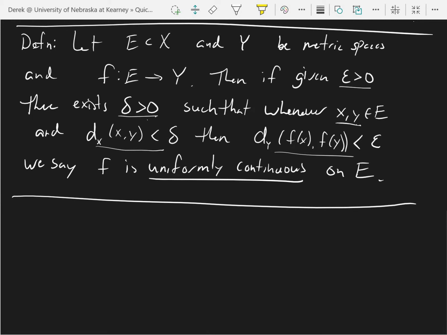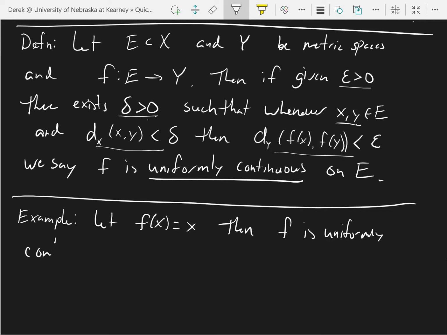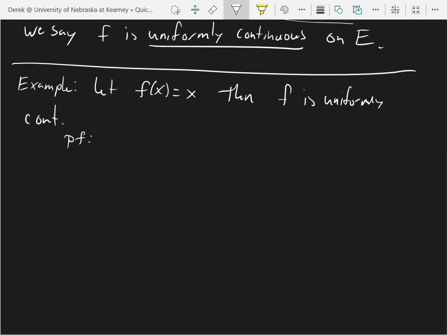So let me give an example. Let f of x equal x, then f is uniformly continuous. So let's show that. So let epsilon be bigger than 0, set delta equal to epsilon. Right? It didn't depend on which x value I needed.